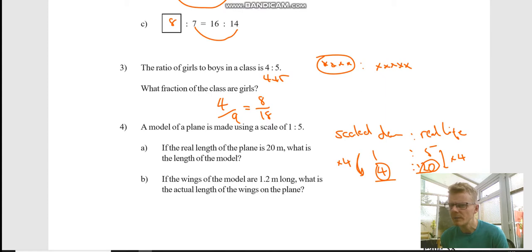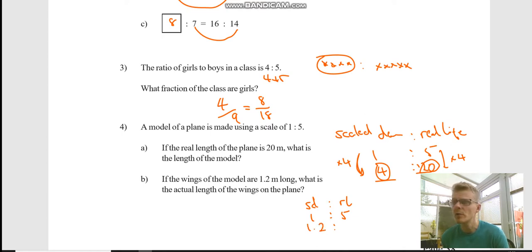What's the actual length of the wings on the plane? Okay, so we're just going to do the same thing again. We'll run out of space. So we've got scaled down, let's just put SD, and real life RL. So that remains as 1 to 5. What do we know? The wings of the model are 1.2. So we place the 1.2 in here.